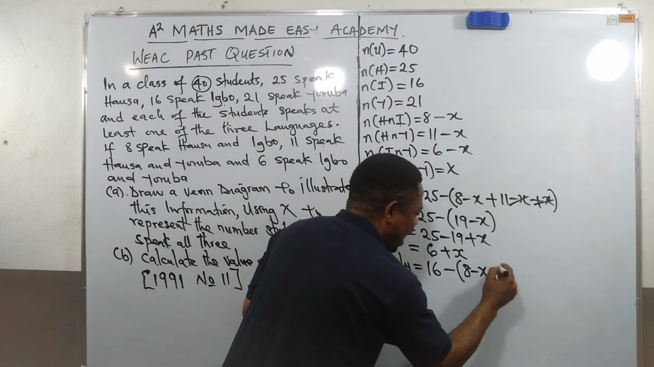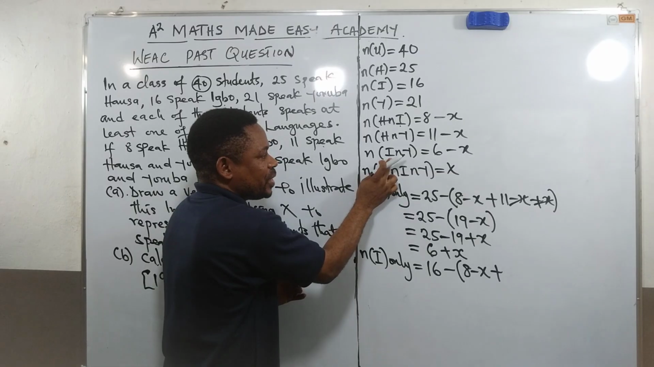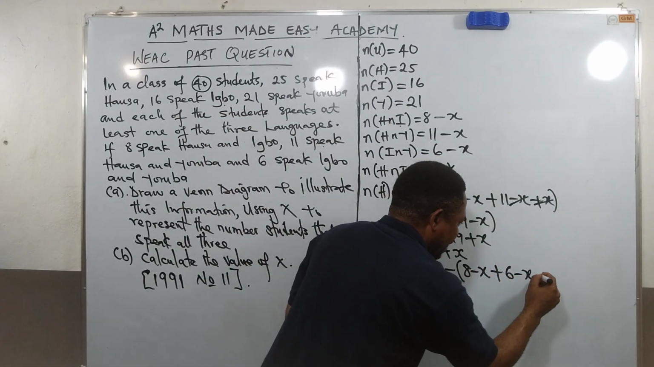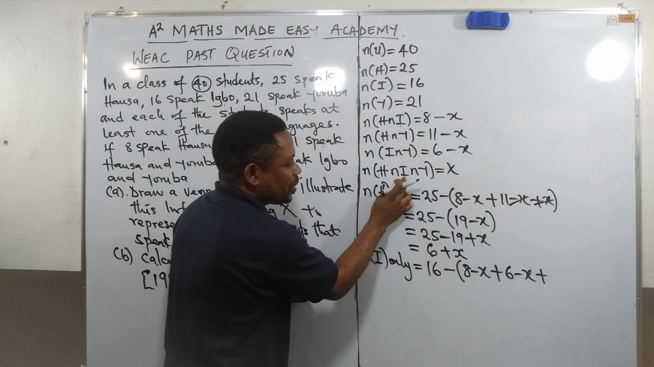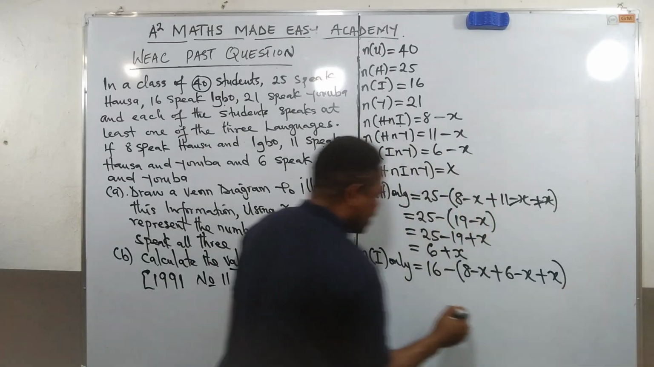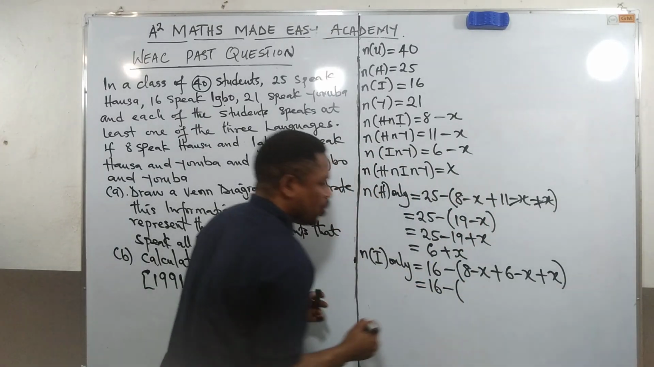What's the value? 8 minus X. I will add. Is there Igbo here? No, reject it. Is there Igbo here? Yes, accept the value. What is the value? 6 minus what? X. I will add. Is there Igbo here? Yes. What is the value? X. Then close the bracket. Can I continue to have 16? Are you there? Minus open bracket.